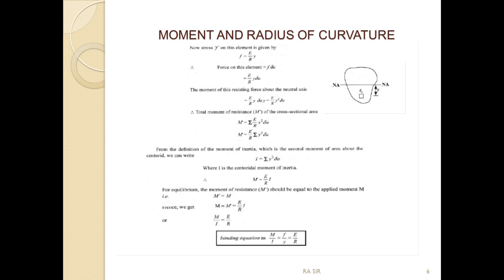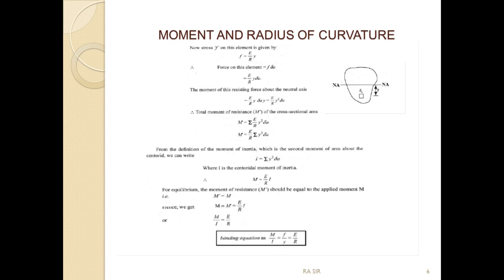Now one thing we have to keep in mind is what M and I are. M is the bending moment, I is the moment of inertia about the centroidal axis, f is the bending stress, y is the distance of the fiber from the neutral axis, E is the Young's modulus, and R is the radius of curvature.